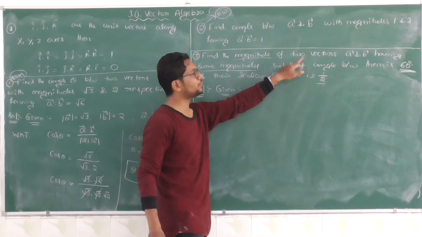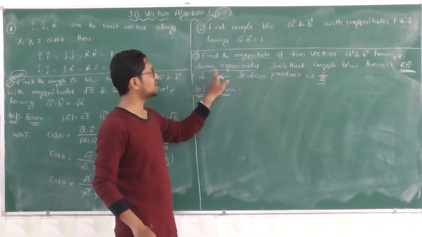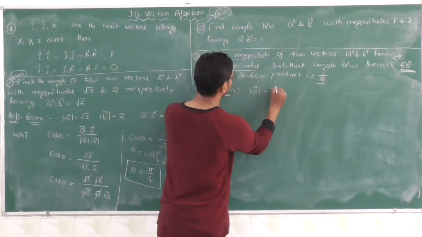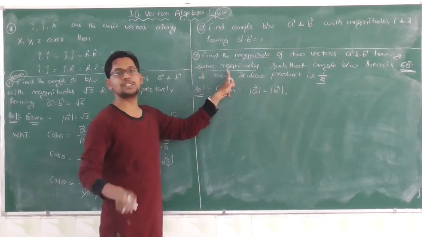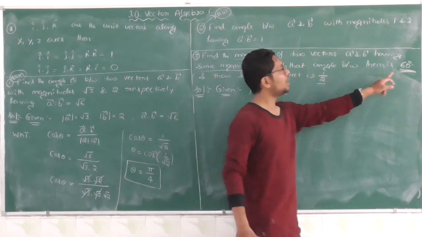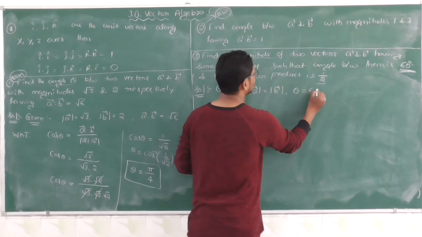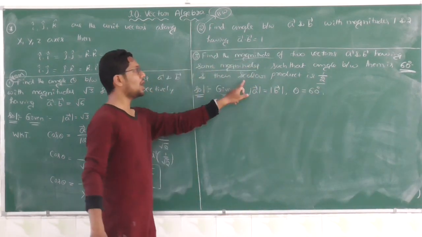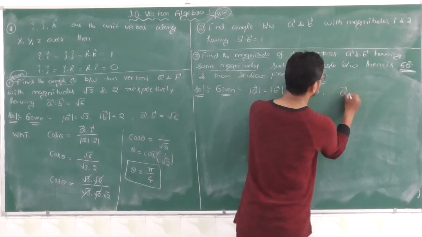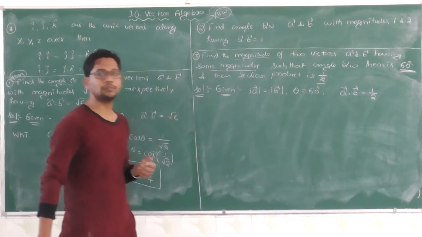Find the magnitude of two vectors, A vector and B vector, having same magnitude. Same magnitude is nothing but magnitude A equals magnitude B. This is the first hint given in the problem. Second hint: angle between them is 60 degrees, that is theta equals 60 degrees. Next, the scalar product is 1 by 2, that is A dot B equals 1 by 2.